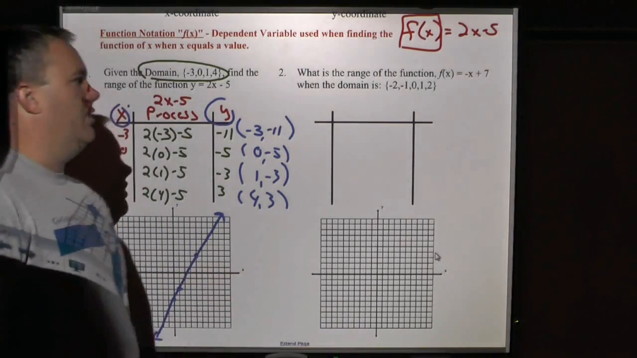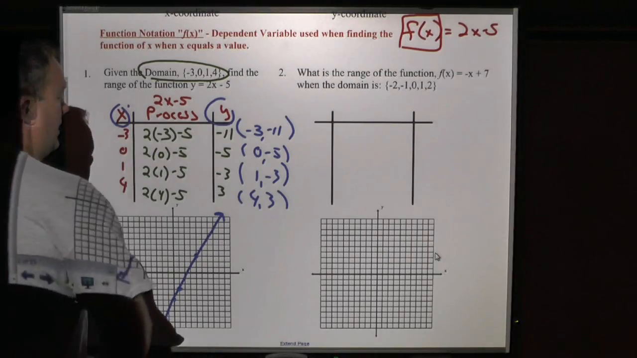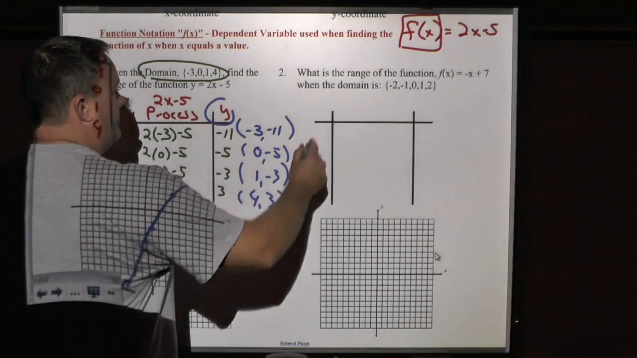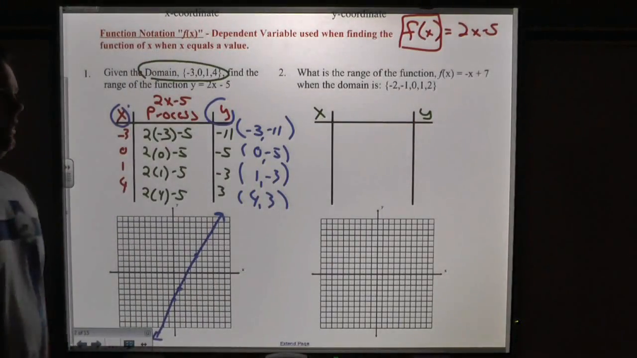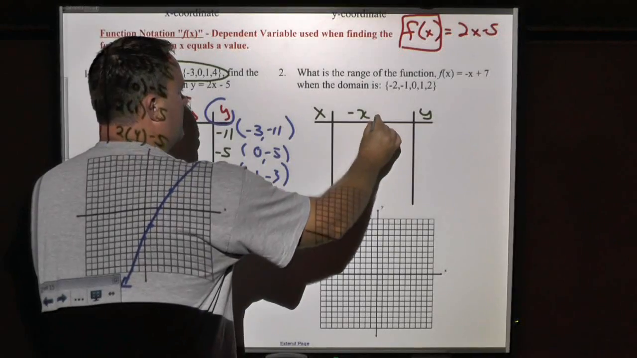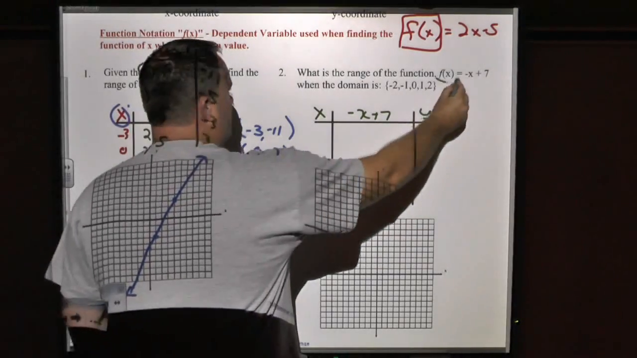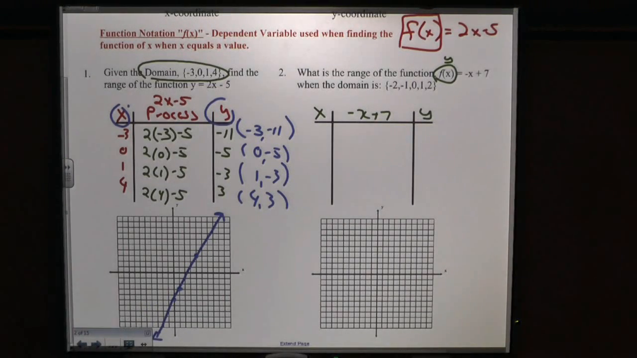What is the range of the function f of x equal to -x plus 7 when the domain is -2, -1, 0, 1, and 2? Well, same idea. When we do this, x coordinate is on the far left, y coordinate is on the far right. Your process column is that function, that -x plus 7. And remember, this f of x, it just means y. It's your dependent variable. It's what your answer is going to be.